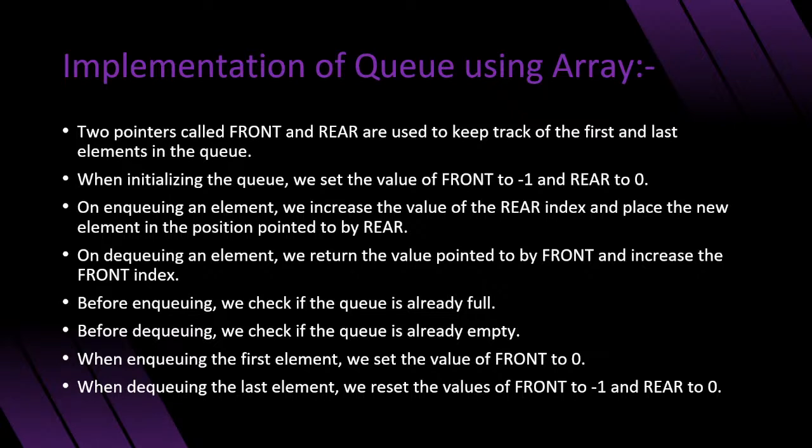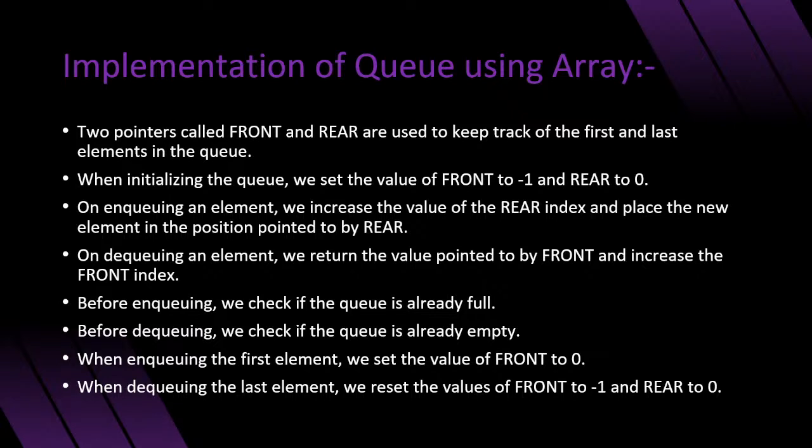Now, before enqueuing, we check whether our queue is already full or not, and before dequeuing, we check whether our queue has already become empty or not. When we enqueue the first element, since we had set the value of front to -1, we set the value of front to 0. And when we dequeue the last element, we again reset the values of front to -1 and rear to 0.